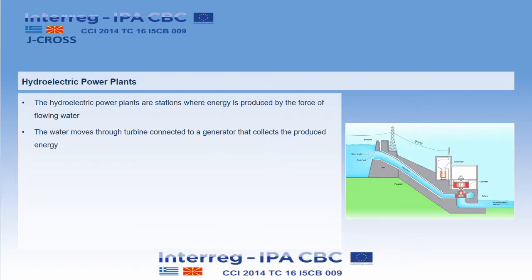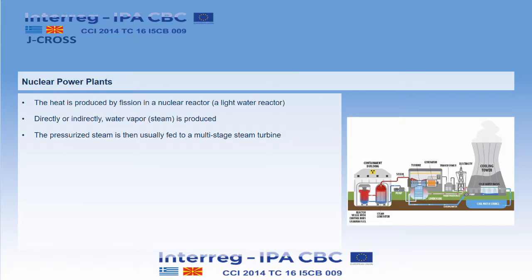The hydroelectric power plants are stations where energy is produced by the force of flowing water. The water moves through a turbine connected to a generator that collects the produced energy. In nuclear power plants, the heat is produced by fission in a nuclear reactor, such as a light water reactor. Directly or indirectly, water vapor, steam, is produced. The pressurized steam is then usually fed to a multi-stage steam turbine.